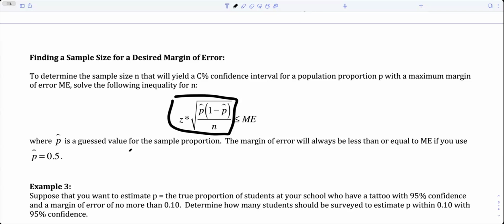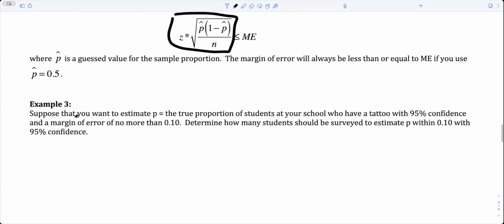So let's look at this example. It says, suppose that you want to estimate P equals the true proportion of students at your school who have a tattoo with 95% confidence and a margin of error of no more than 0.1. So determine how many students should be surveyed to estimate P within 0.1 with 95% confidence, okay? And so this is helpful when we're trying to decide how many people we need to survey, for example.